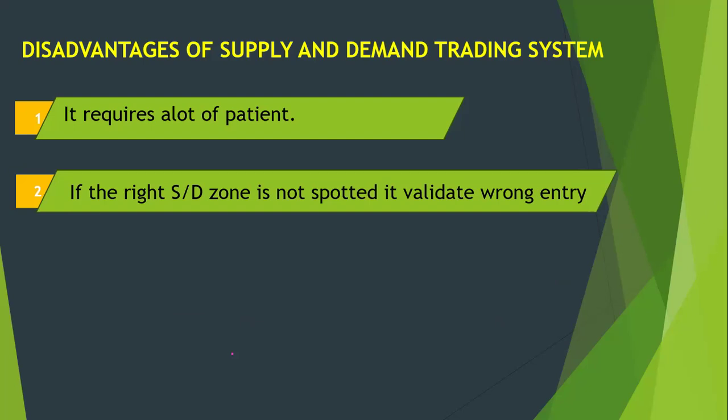So the next one, if the right supply and demand zone is not spotted, it validates a wrong entry. So many people use a lot of supply and demand. But when I take a look at some of them, most especially when I go on YouTube, I laugh. Why? Because I've been there, done that. I see a lot of them as incorrect. And this is based on the type of supply and demand trading system we are using. So if the right demand zone is not spotted and you pick an entry, you are going to lose.